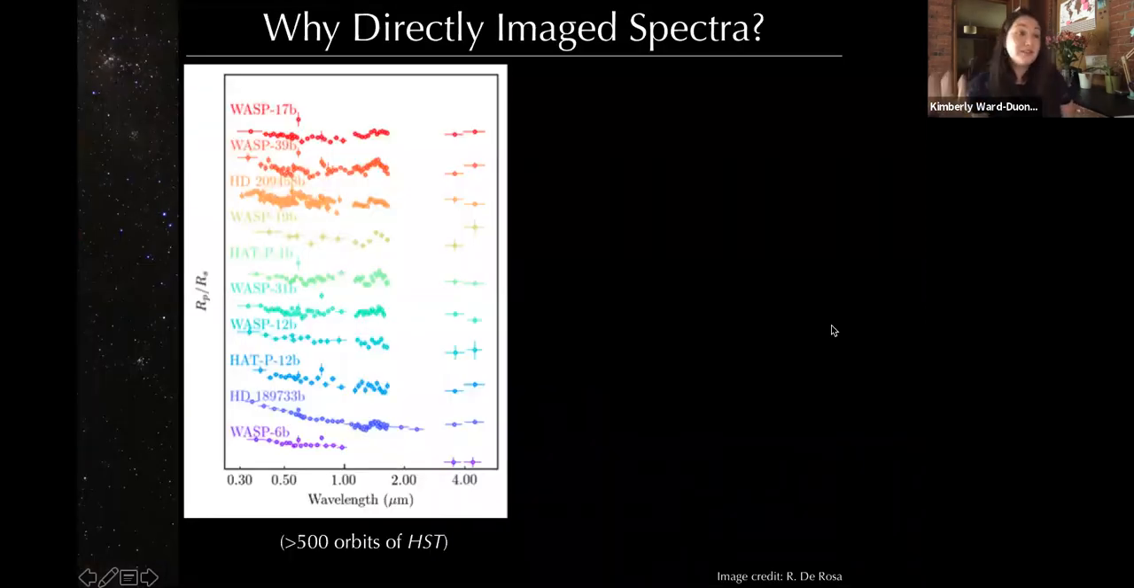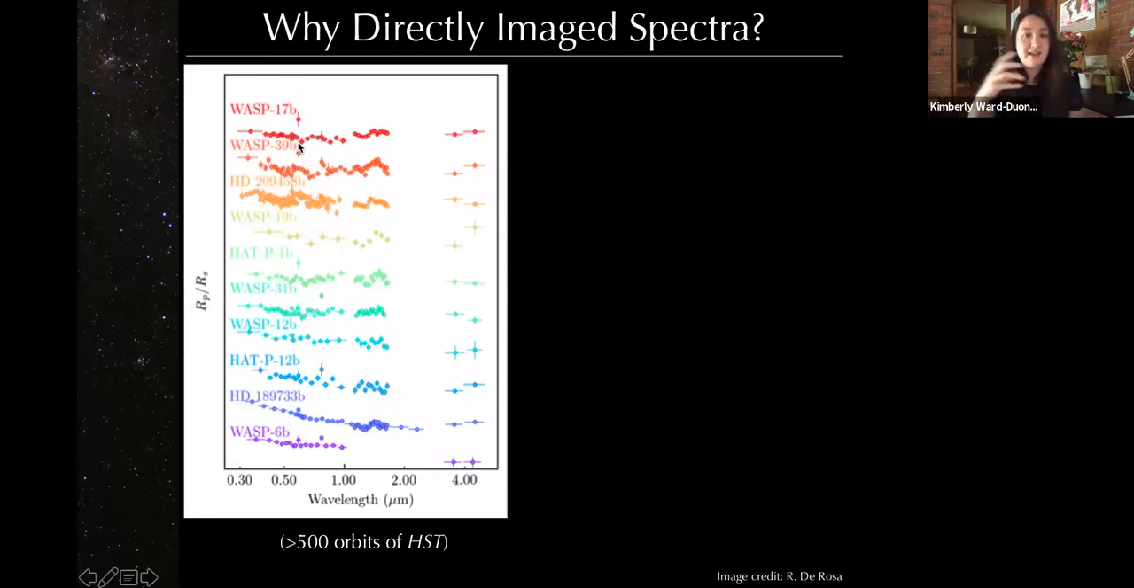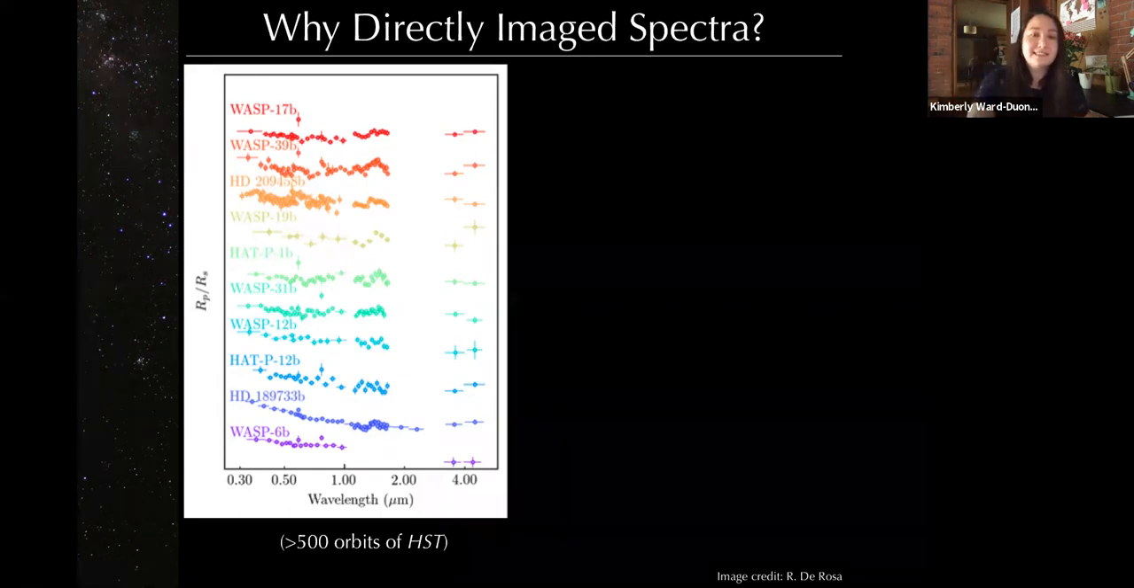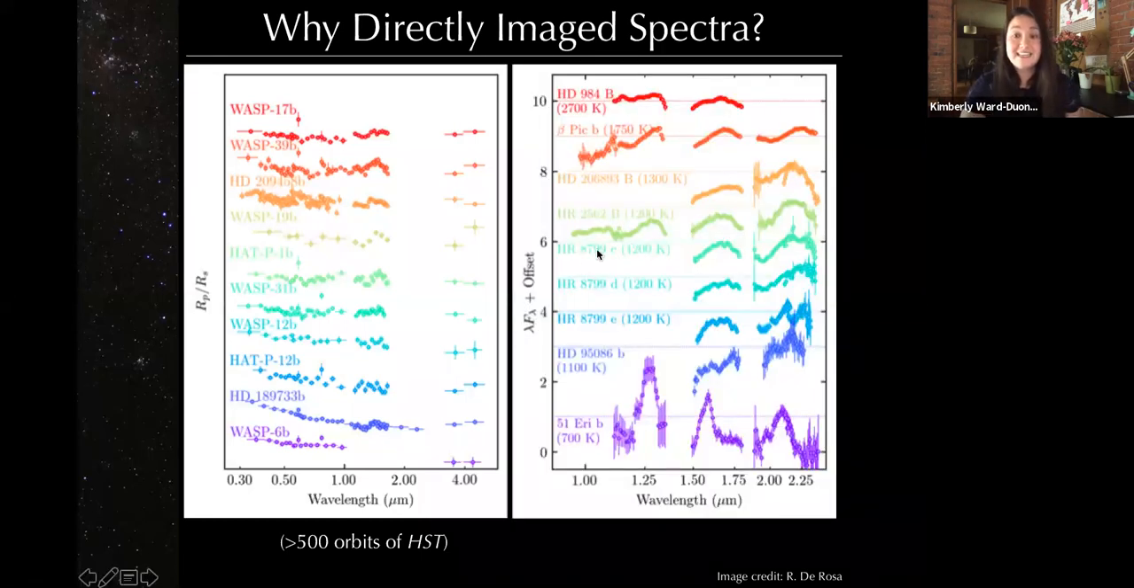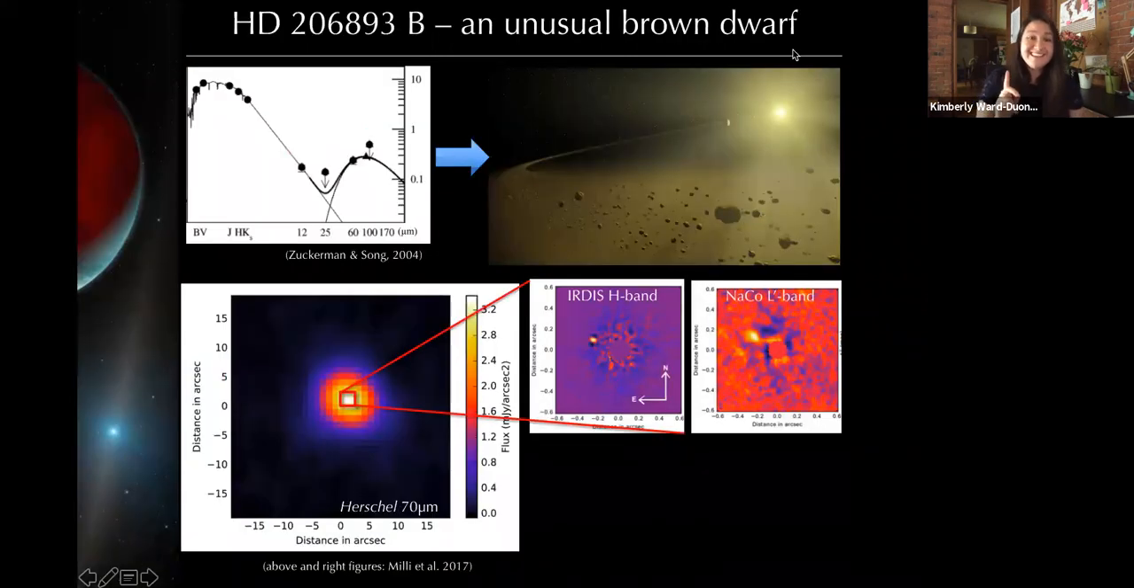So why do we want to use directly imaged spectra instead of the spectra that we can measure through transits, for example? This is just a gallery of what over 500 orbits of HST has produced for hot Jupiters. So for these transiting, very close-in hot exoplanet systems, you can see that most of these are very featureless spectra. There's really not a lot of atmospheric features, molecular features in these objects. But if you go to direct imaging, you start to see a much wider variety of atmospheric processes at play when you can measure the light from the planet directly. And so this is a really powerful tool to be able to measure the emergent spectra of these objects.